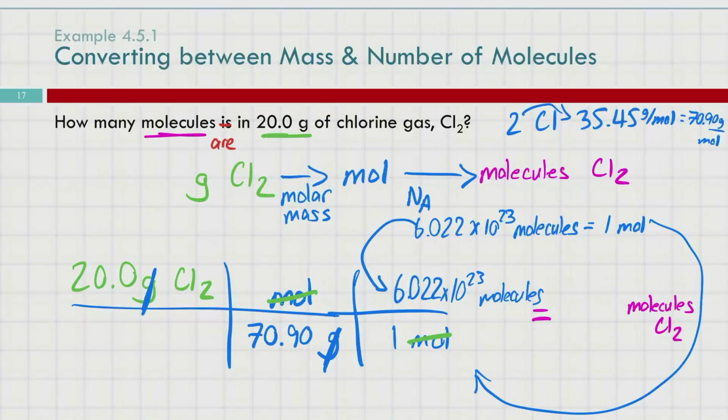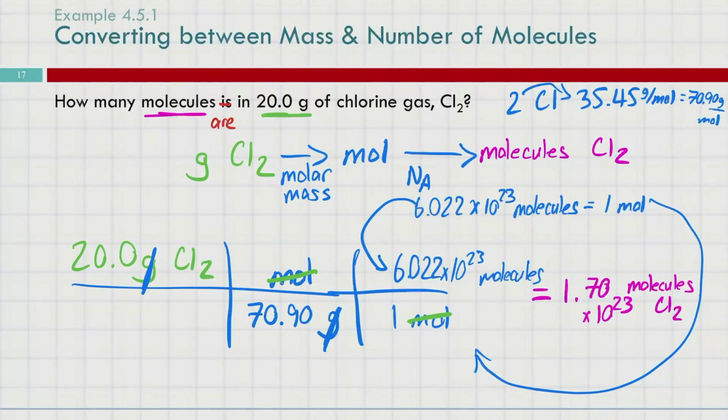So 20 divided by, since it's on the bottom, 70.90 times 6.022 times 10 to the 23, we get 1.70 times 10 to the 23 molecules Cl2. This is after rounding to 3 significant figures.